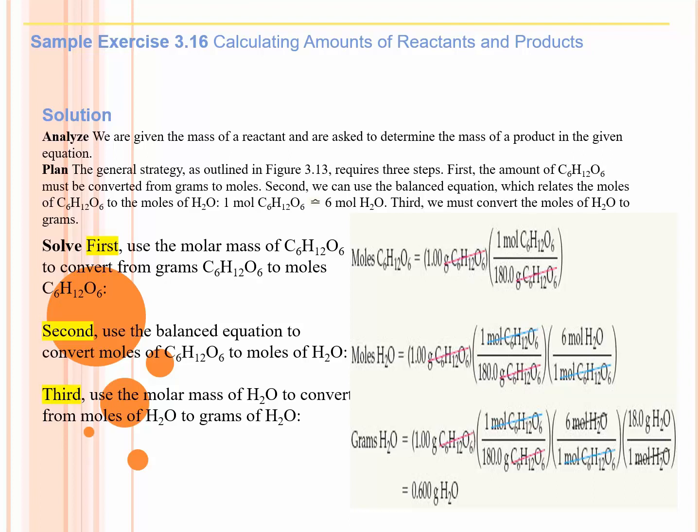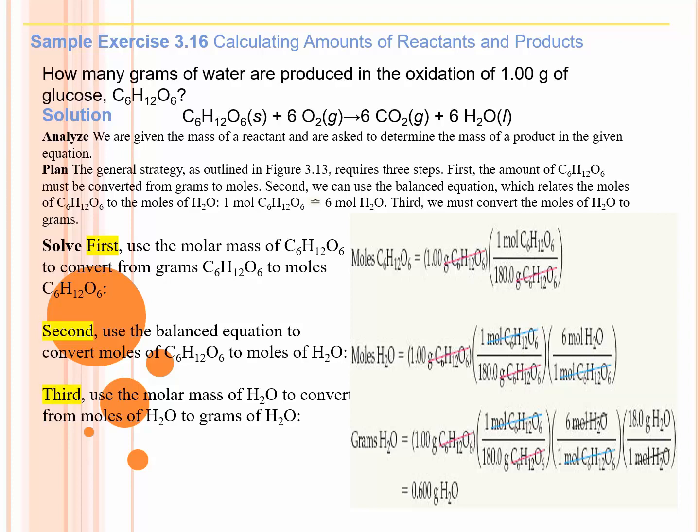Calculating amounts of reactants and products. Now, suppose here we have the following equation. The oxidation of glucose into CO2 plus water. This is a balanced equation, as you can see. Notice here the superscripts. S here is solid, g is gas, and l here is liquid. How many grams of water are produced in the oxidation of 1.00 gram of glucose?